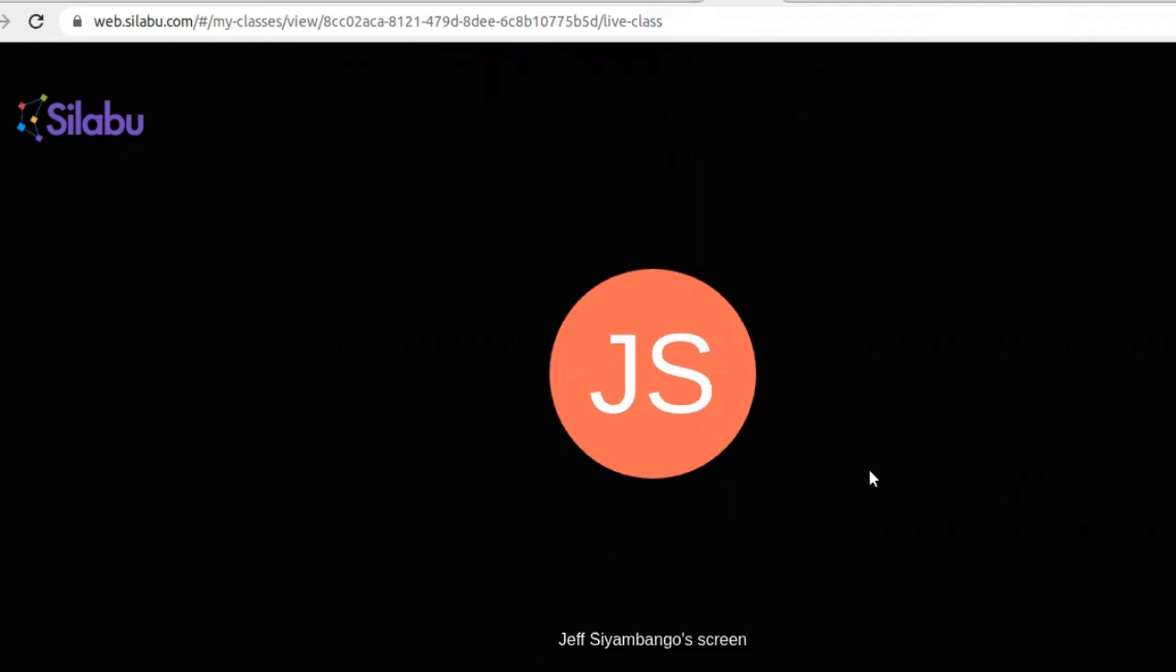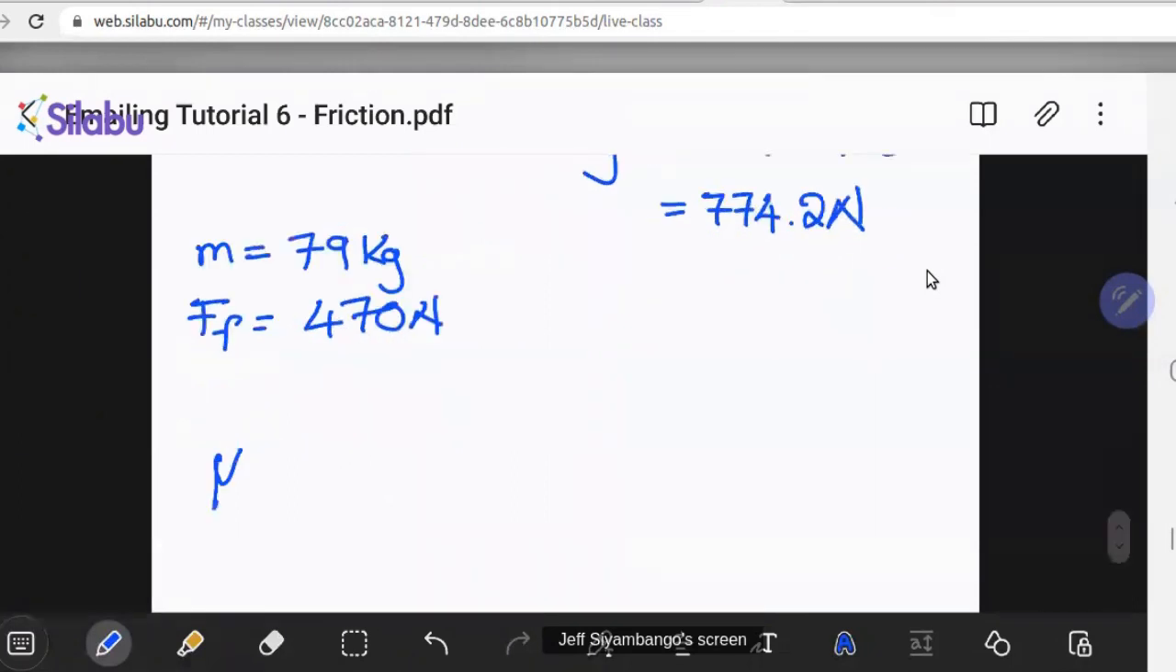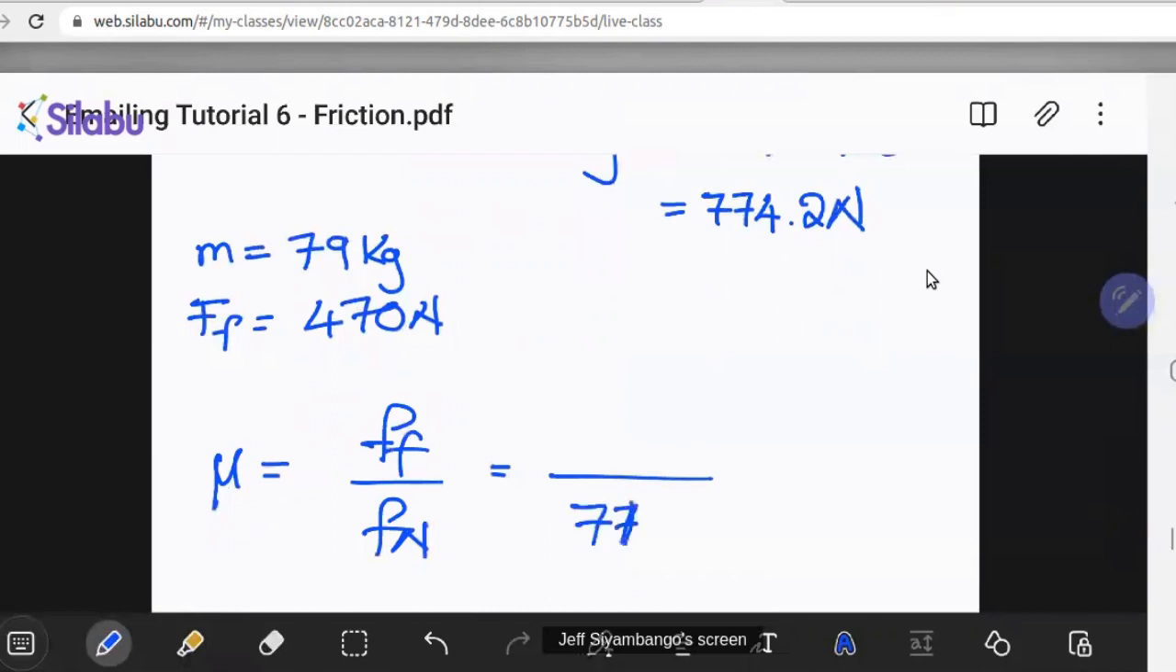So 79 by 9.8. Okay, so here we're getting 774.2 newtons. So this becomes our normal force. So remember, we are working with the coefficient of friction being equal to the force of friction divided by the normal force. We have just found what the normal force is, and we have found 774.2 newtons. The only thing left here is the force of friction, which is the retarding force.